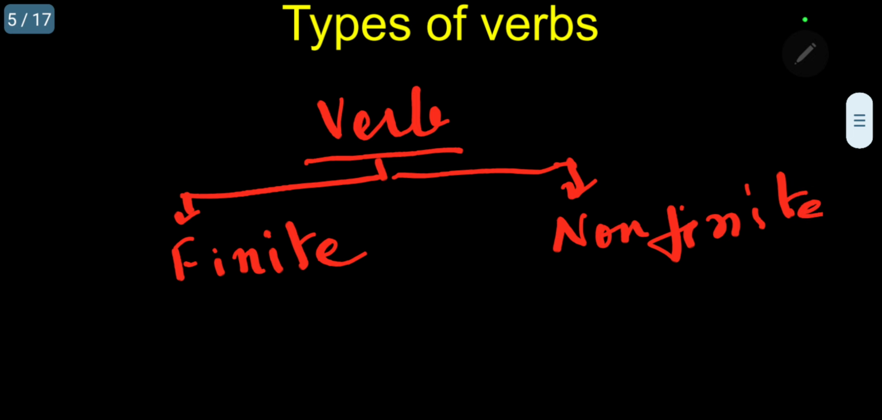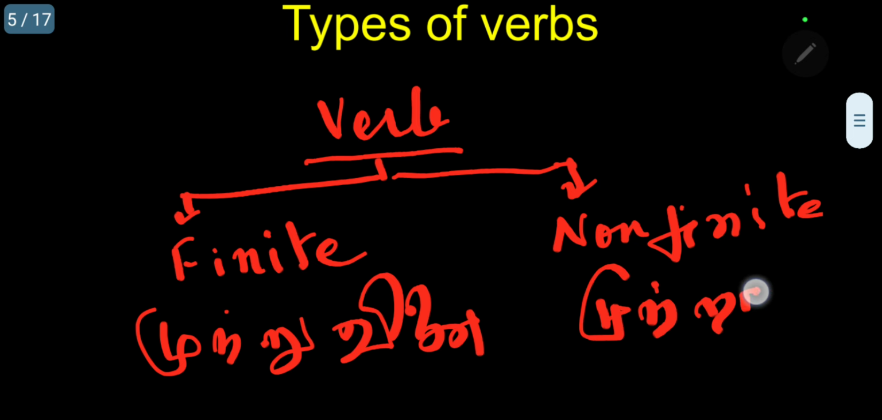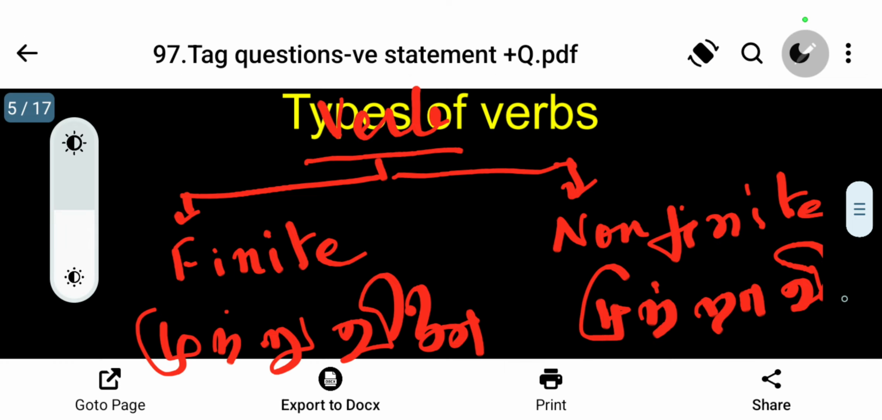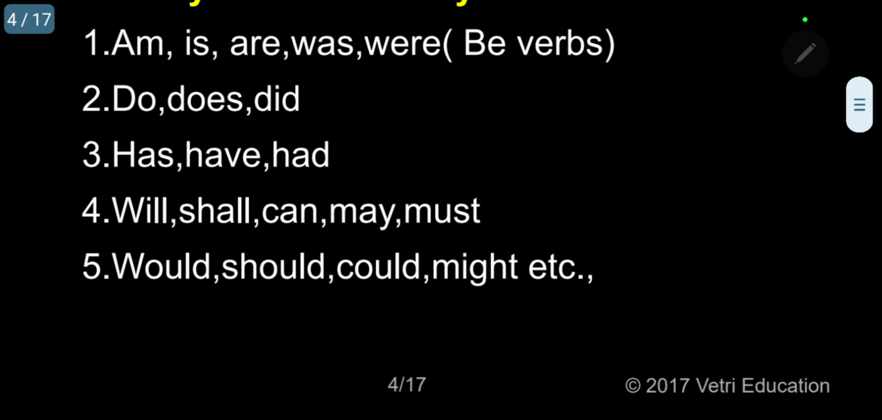Finite verbs, mutru vinai. What does mutru vinai mean? The meaning is completed; the verb action is completed. Here, in non-finite, the action is not completed. I can give an example for you. Kindly follow.